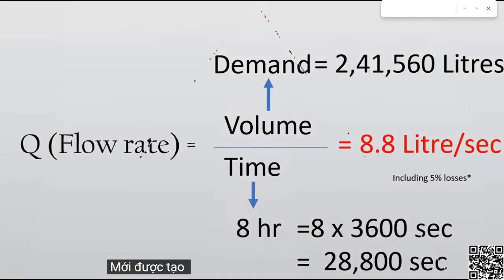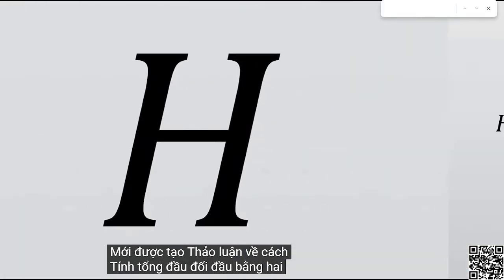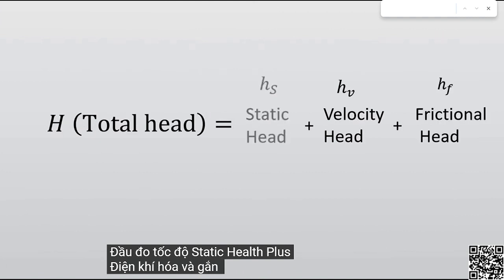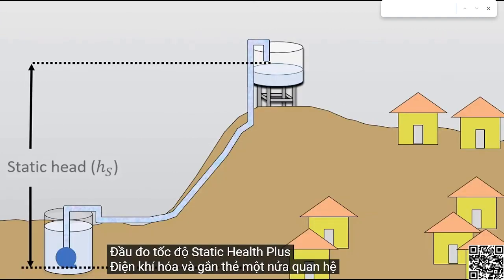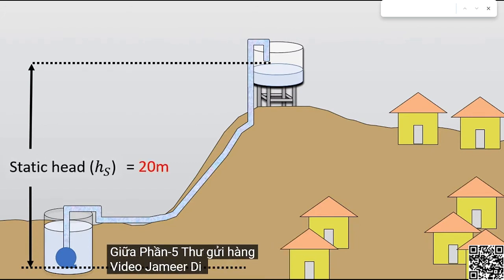Now we will discuss how to calculate total head. Total head is equal to static head plus velocity head plus friction head. Static head is the elevation between the suction pipe entry and the delivery pipe end. Let's assume it is 20 meter here.